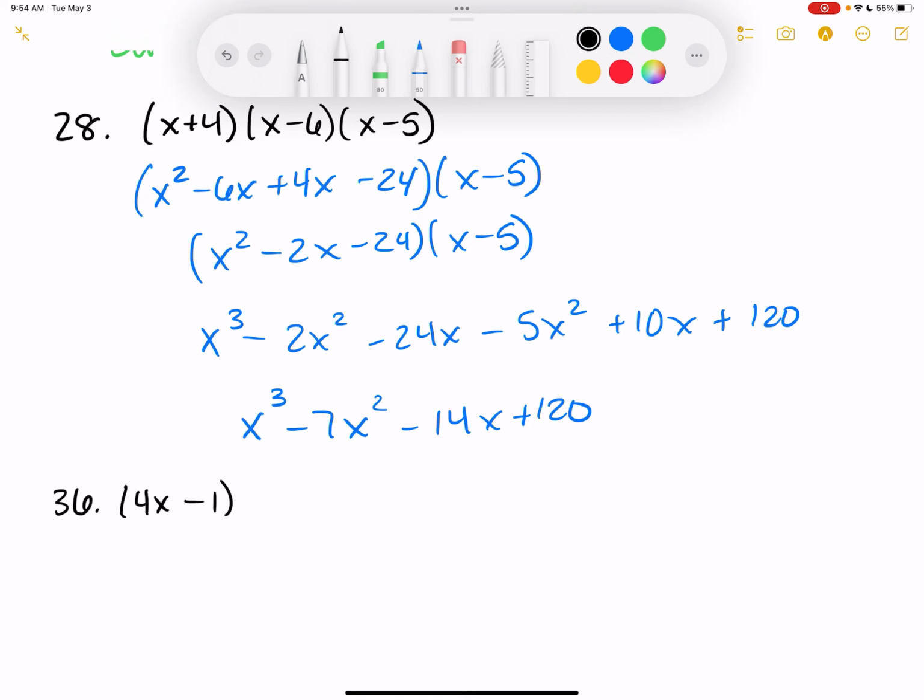36: 4x minus 1 times negative 2x minus 7 times negative 5x minus 4. It's too much. We only have 4 more after this one, but they're easier because they just follow a pattern.